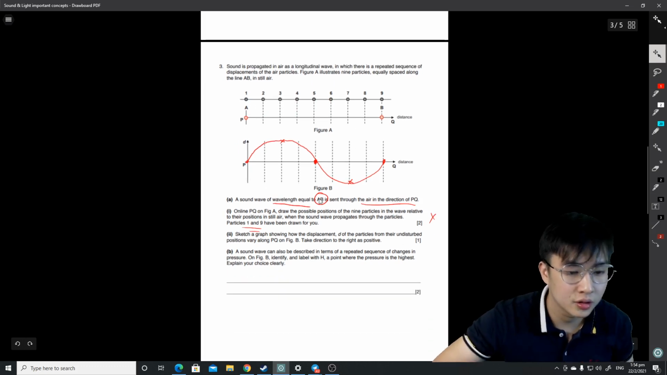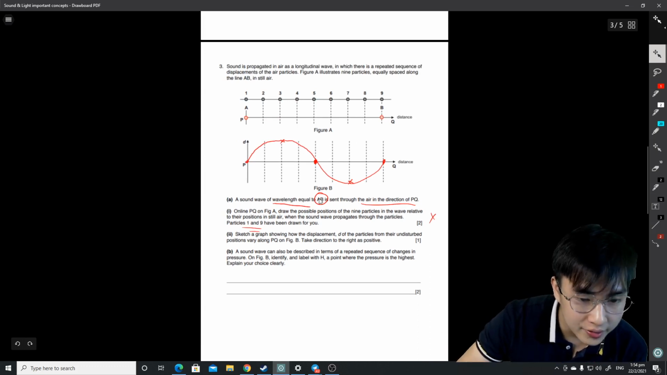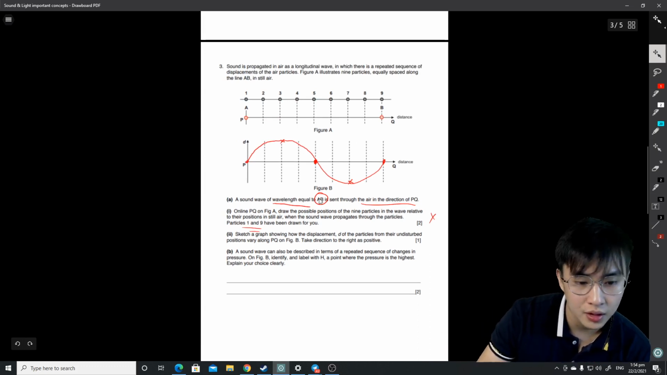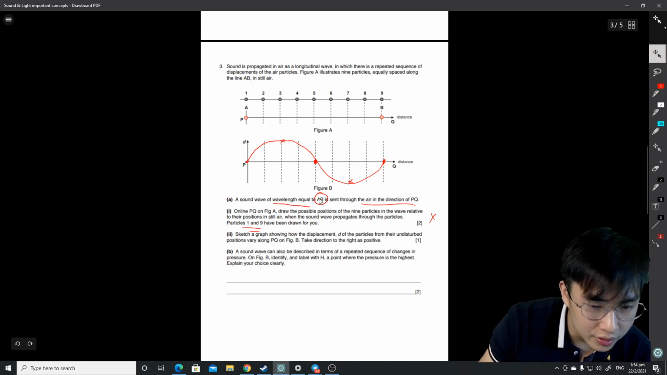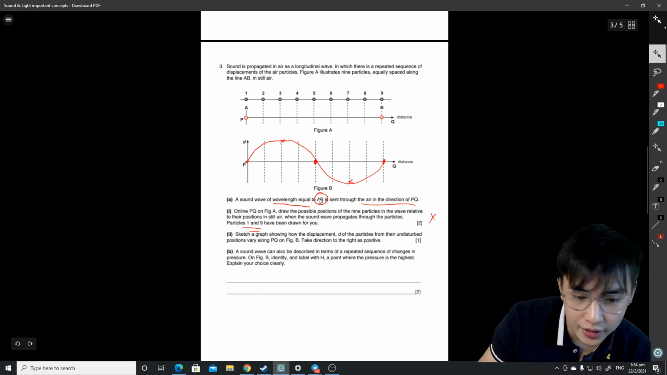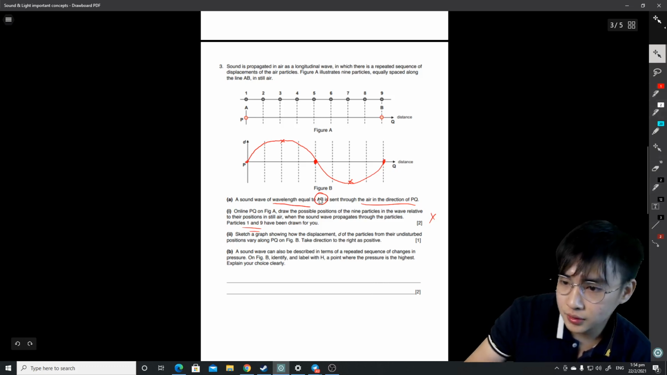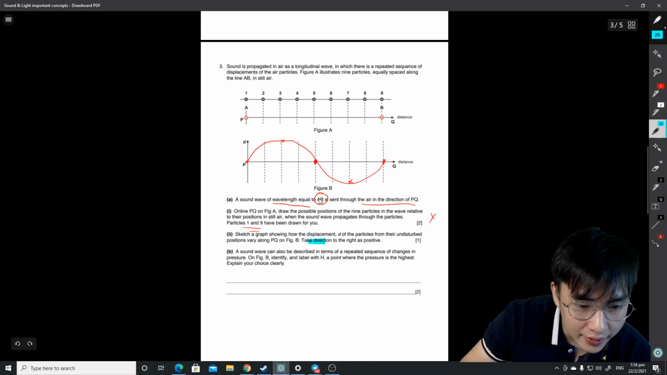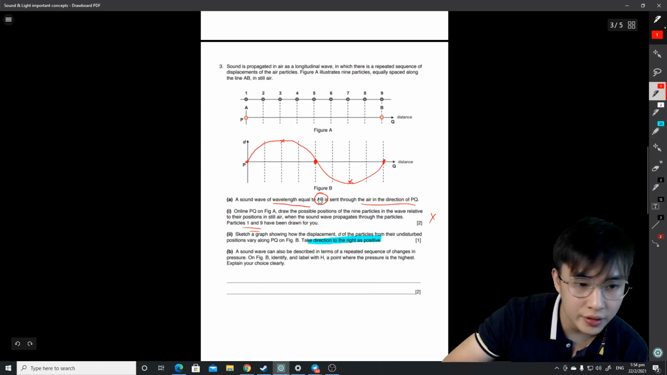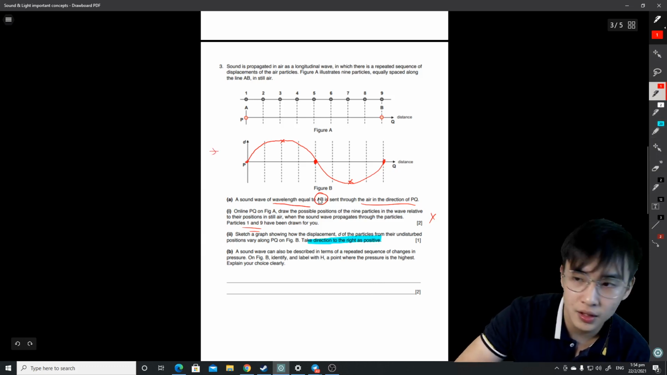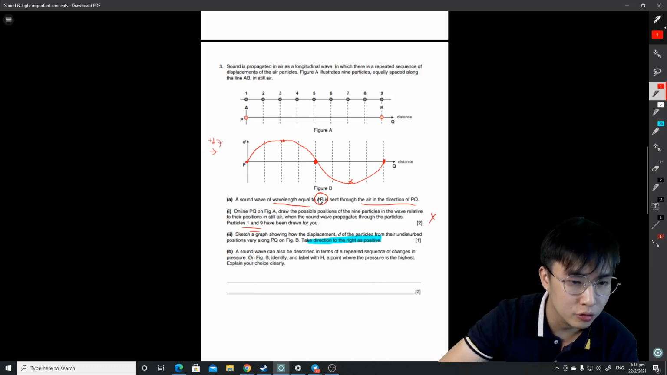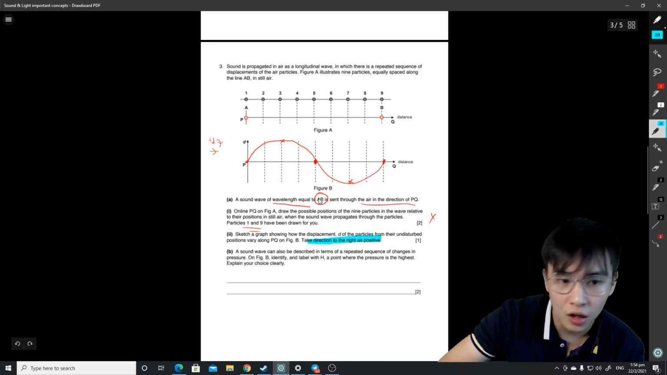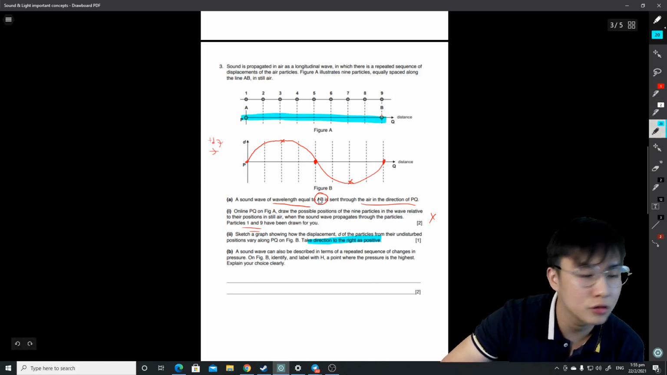Then now look, they want you to sketch a graph of the displacement along the positions here, and they want you to take direction to the right as positive. I'll highlight it. Take direction to the right as positive. It means if I have positive displacement, it is to the right. After that they want you to draw the positions of the particles on this line here. Can you see this line? You need to draw the new positions.